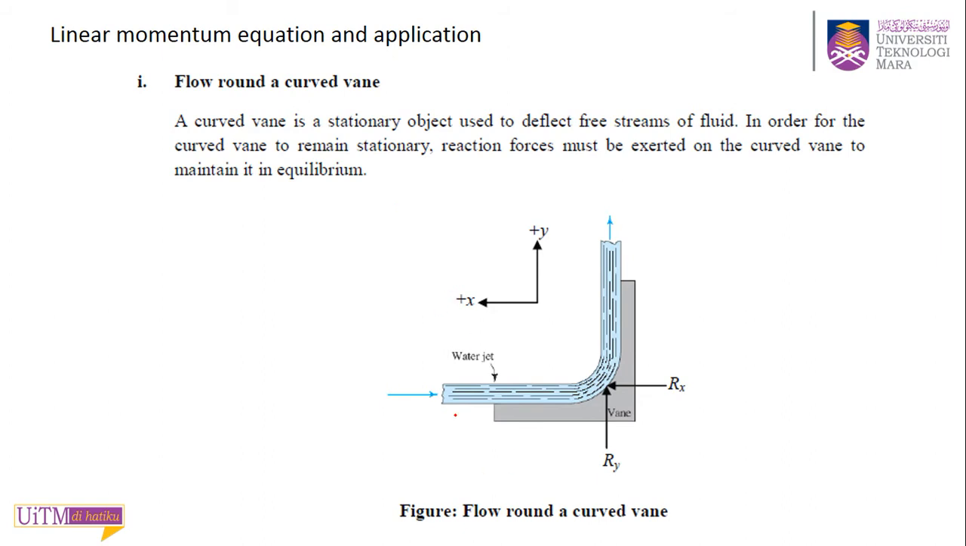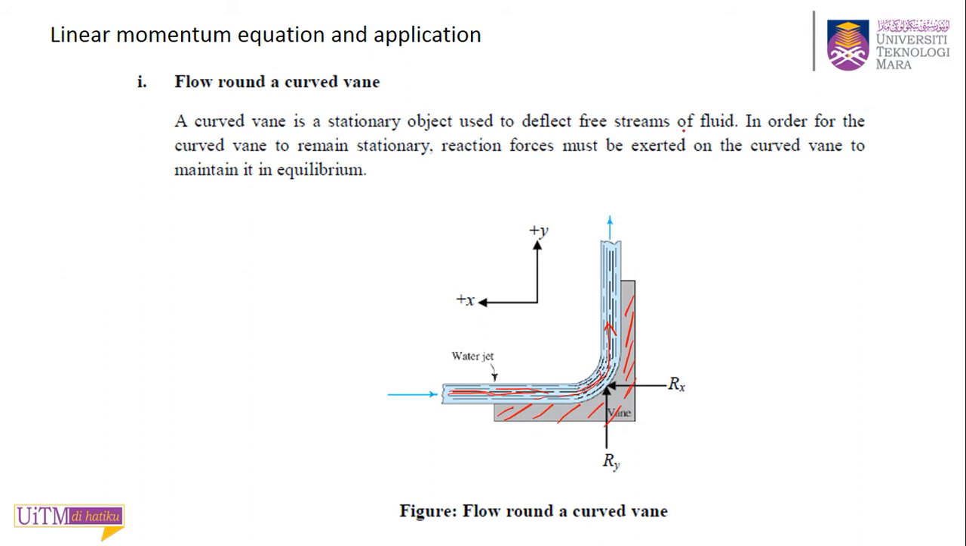First, the flow around a curved vane. So this is the curved vane, the gray block. This vane will deflect the flow, the fluid, the water or oil. So this flow will deflect because you have this vane, and it will move like this. That is what is meant by flow around a curved vane. Because this vane is curved, the flow will deflect at an angle.